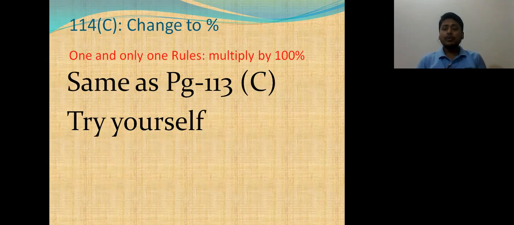And I told you there is only one rule to convert into percentage. That is that you have to multiply with only 100%. Then you can get the percentage. So if you multiply any number by 100%, it will be the same as before. That's why I didn't do it here. So you have to finish number 100, page number 113.